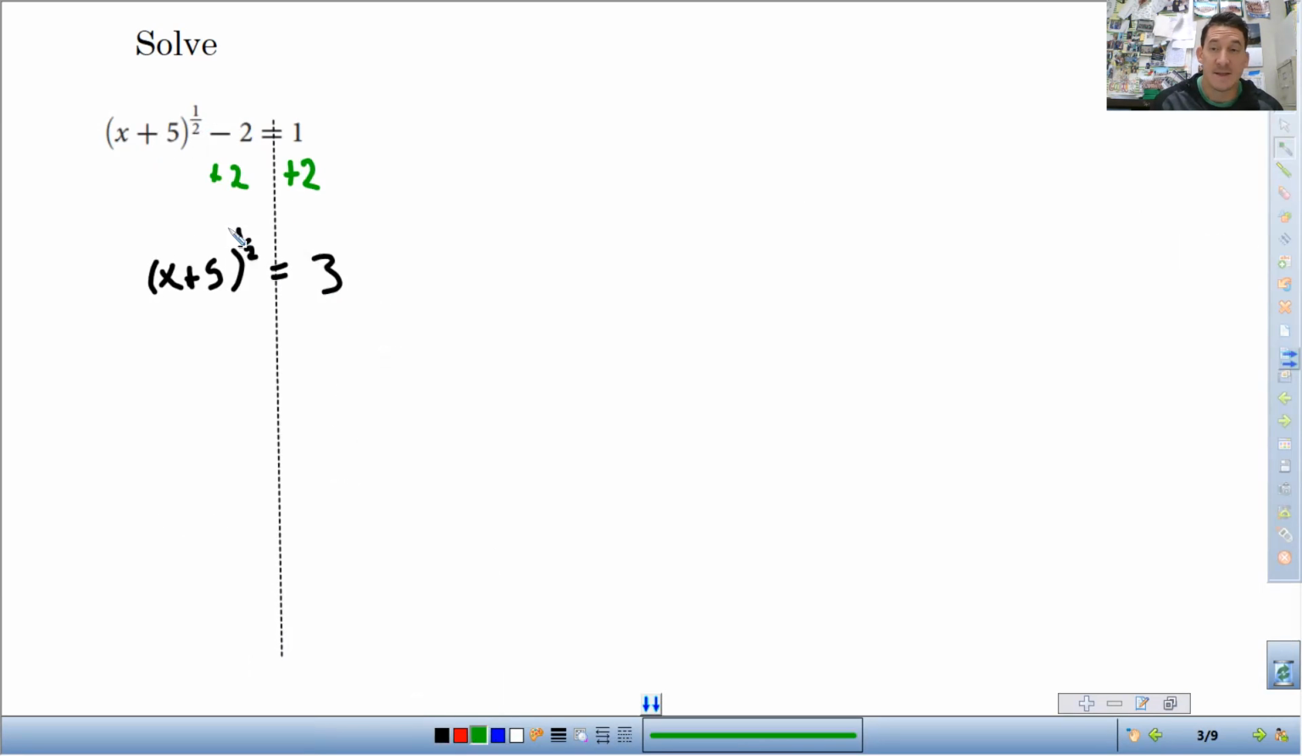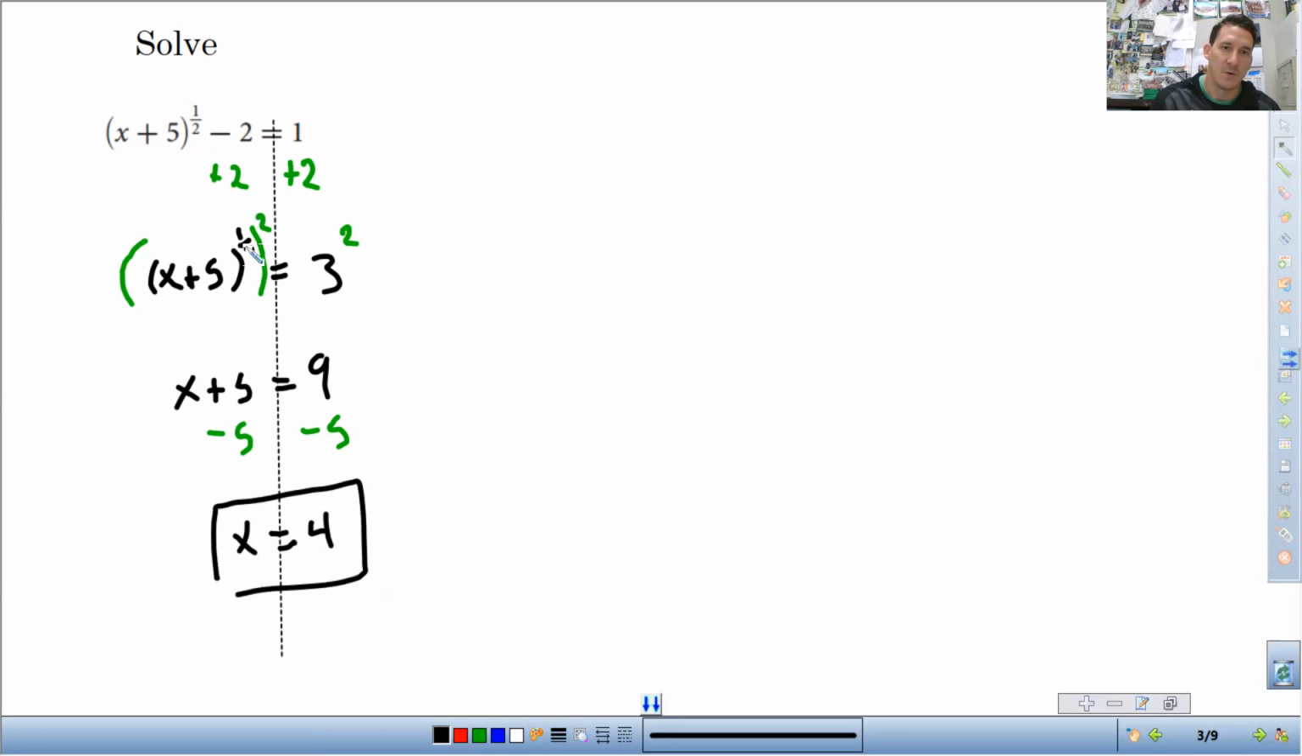All right. Since this is the same thing as a square root, the opposite of doing a 1/2 power would be doing just squaring both sides. Since the 1/2 power and the square cancel each other out, I get x plus 5 is equal to 3 squared, which is 9. And then subtract 5 from both sides, I get x is equal to 4. So again, since 1/2 power is a square root, the opposite of a square root is squaring something. So it's the same step there.